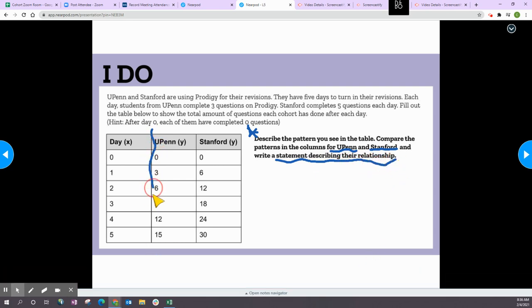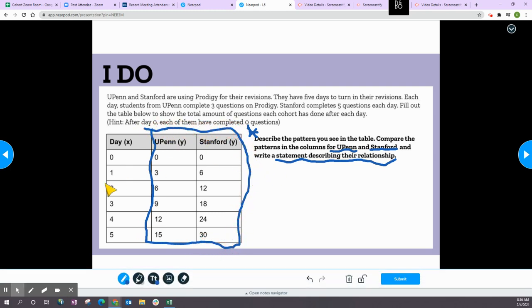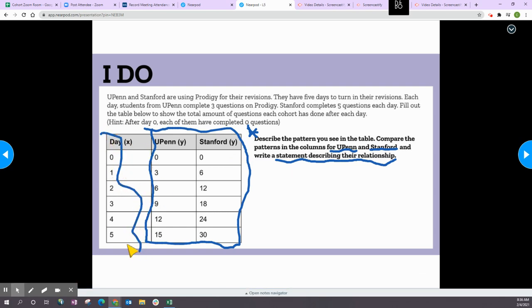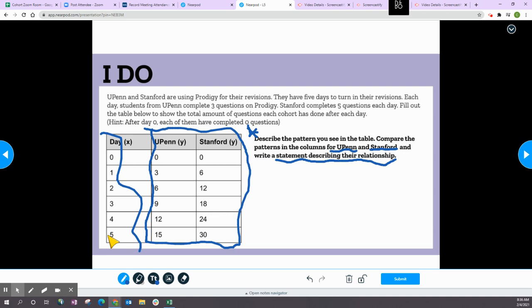So right now I am only looking at UPenn and Stanford because that's what the question is asking me to describe. I am going to ignore days for right now because it is not asking me about the relationship between the days and the cohorts. The first thing I need to do is figure out what the rule is in my relationship between Stanford and UPenn.